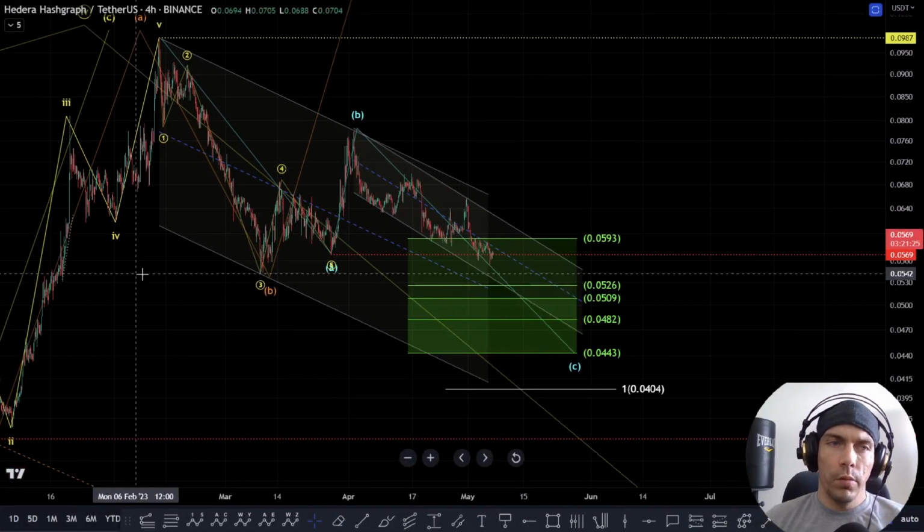Today we're going to be looking at HBAR. Let's get into the price action and see what's going on. So primarily what we're looking for is there's two ways we're looking at this.